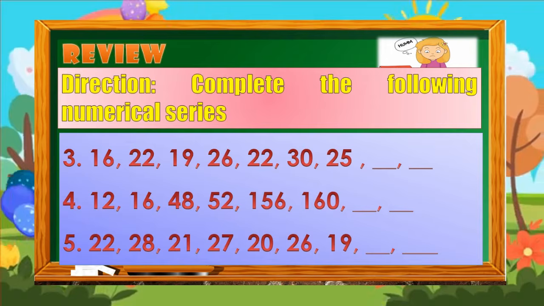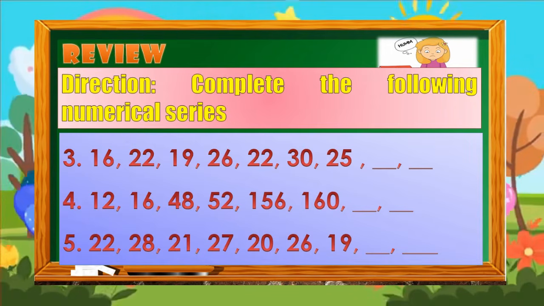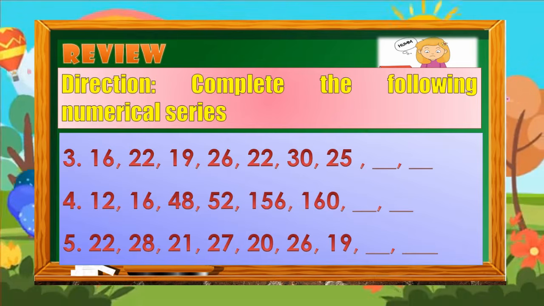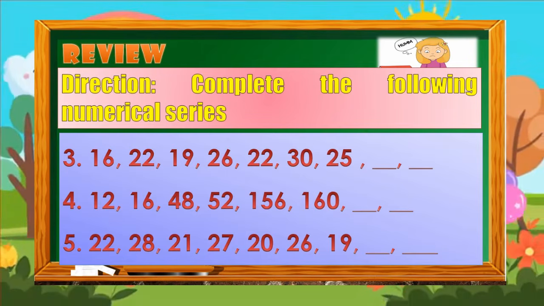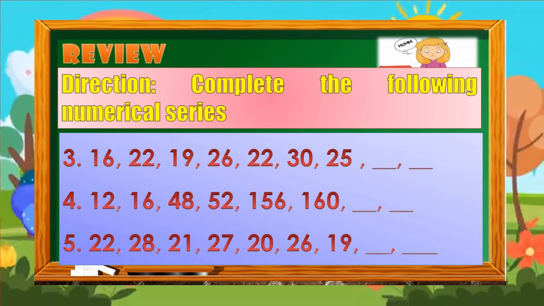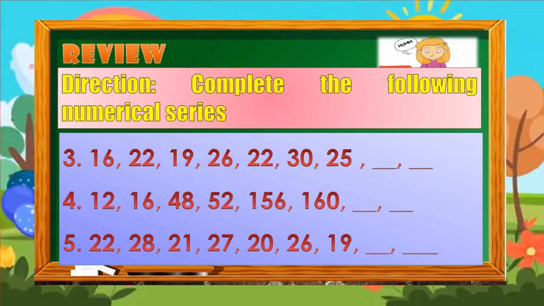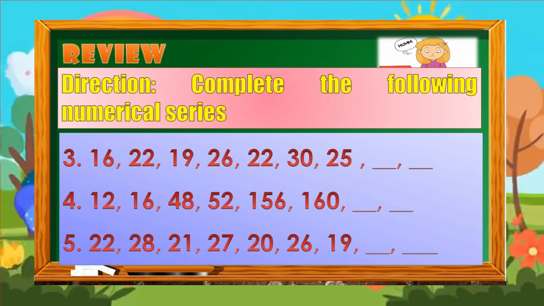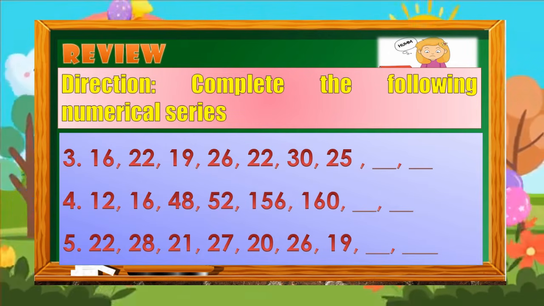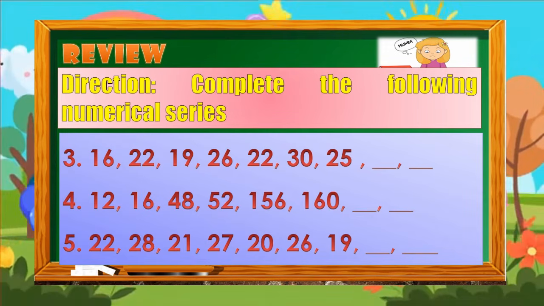Number 5. The given numbers are 22, 28, 21, 27, 20, 26, and 19. What are the next two numbers? Again, 22, 28, 21, 27, 20, 26, and 19. What are the next two numbers?